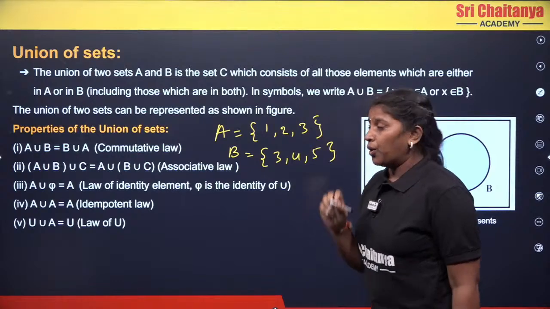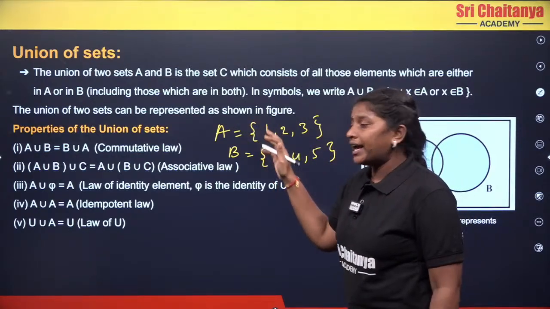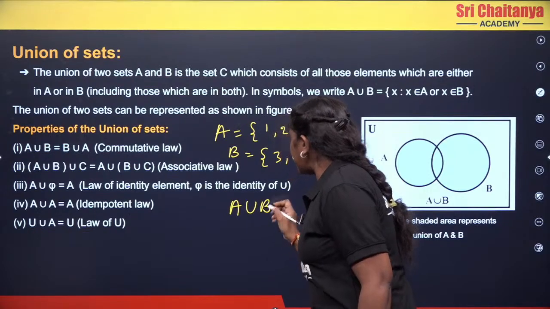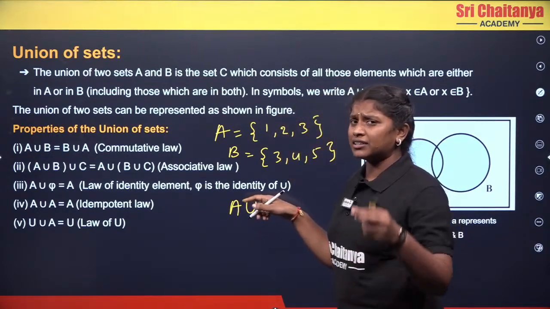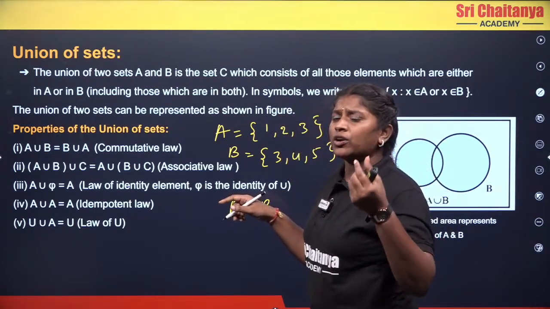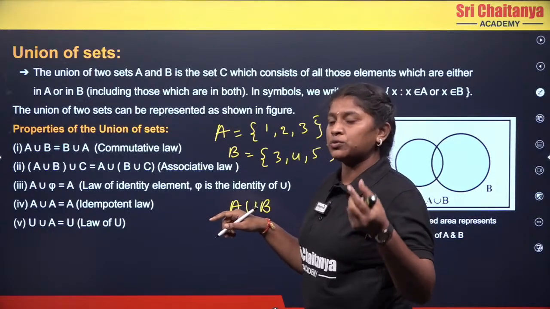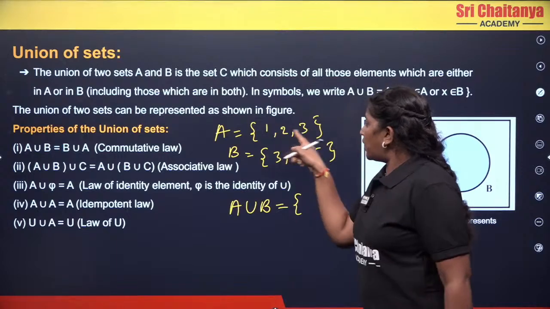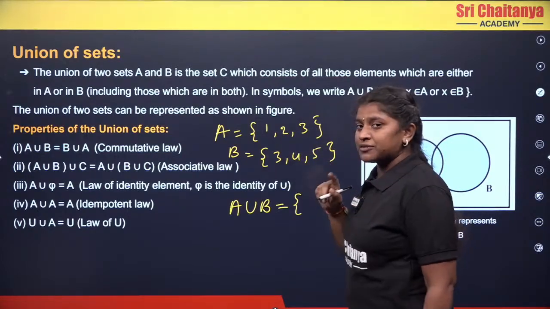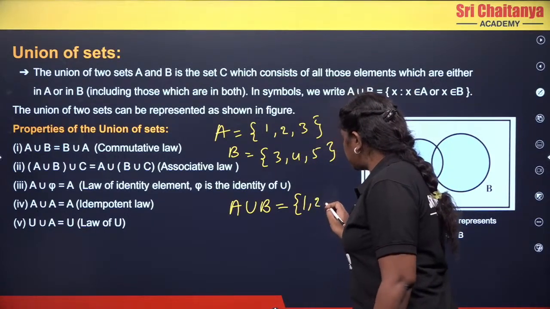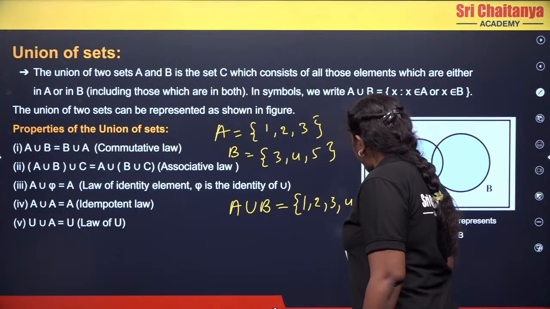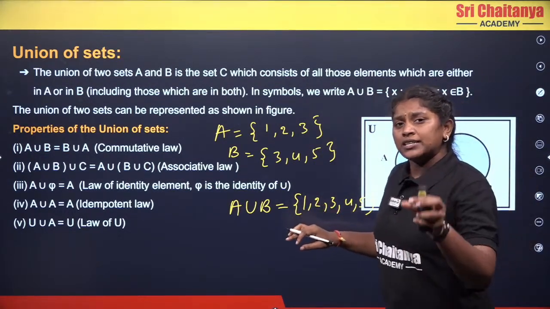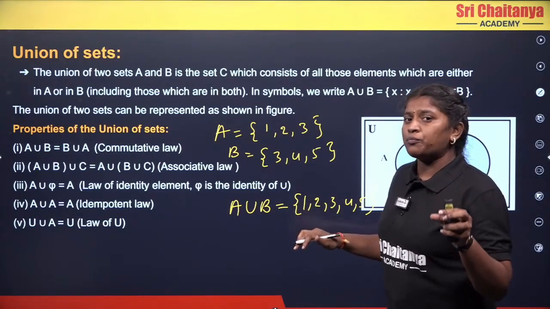Okay, now we need to perform the union between A and B. The union between A and B is represented by ∪, the capital Greek letter U, which we use to represent the union between two sets. Now A union B will be given by 1, 2, 3, and we write the common elements only one time, so that becomes {1, 2, 3, 4, 5}. So the union of two sets gives you the combined elements of both sets.